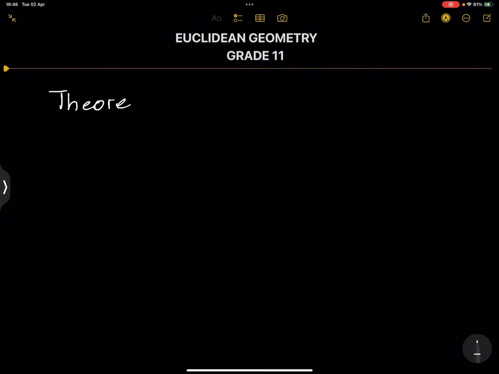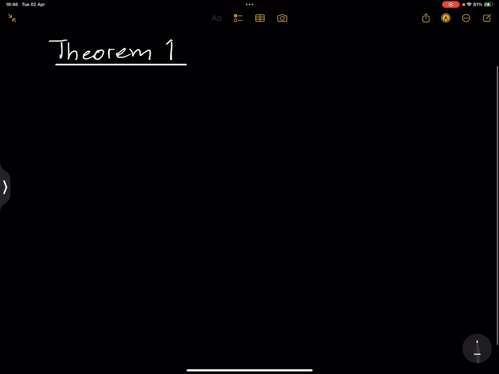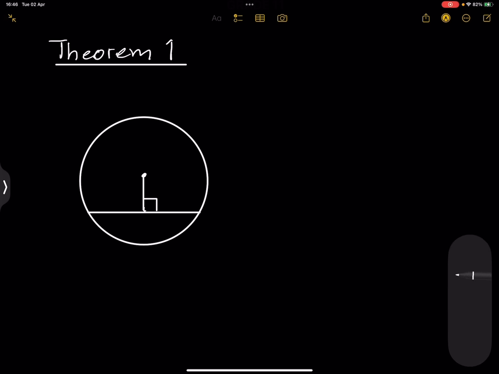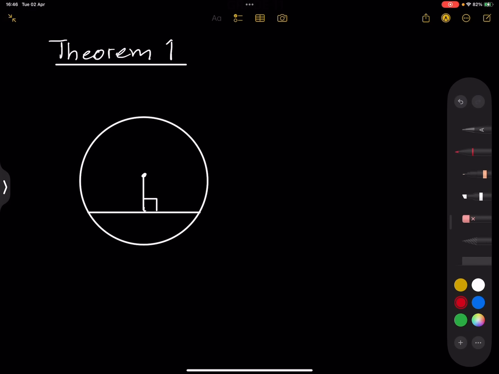If we look at theorem 1, the first theorem tells us if we've got a circle and we draw a line from the center, and that line is perpendicular to the chord, please note that a chord is a line that moves from circumference to circumference, then we know that it bisects that chord, right?